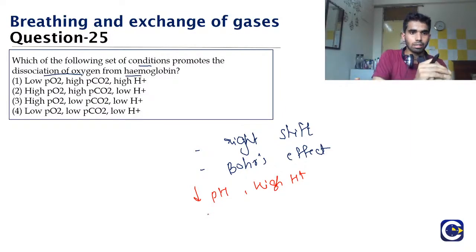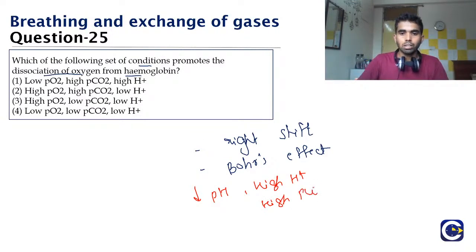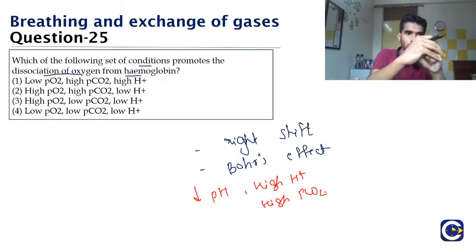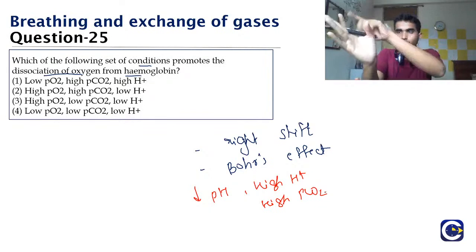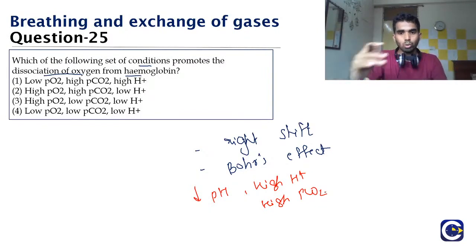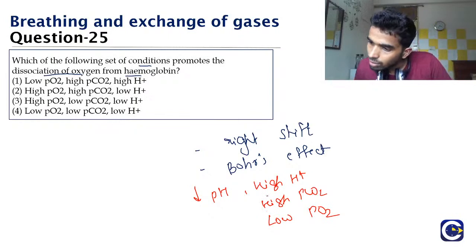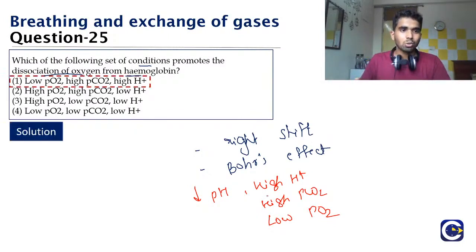Okay, and it will bind itself. So high PCO2, and if the oxygen is low over here, then this oxygen that is bound automatically goes there because the concentration was low there. So the third thing would be low PO2. So what is the correct answer for this question? Yes, Kavya, you are the first one to answer. So we have discussed, the correct answer is option 1.